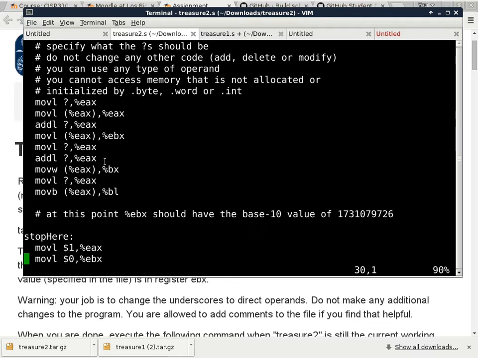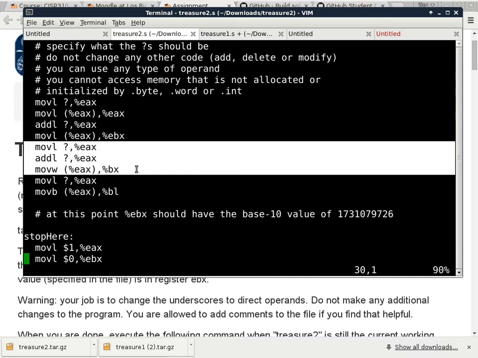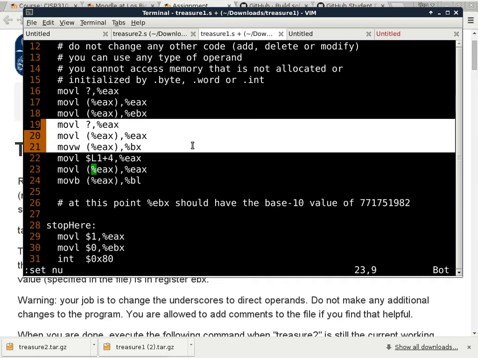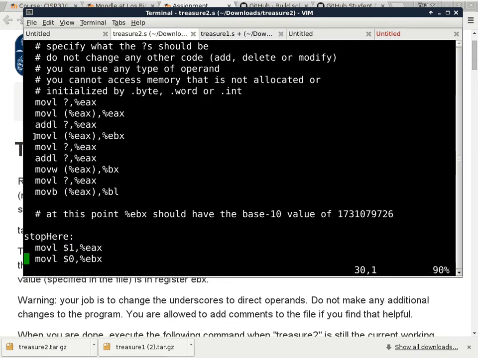The next three instructions are also different. Okay, this is treasure 2. And in treasure 1, it looks like this. In treasure 1, we have moving something into EAX and then indirect into EAX, indirect from EAX to BX. With treasure 2, it looks like this. Oops, take it back.